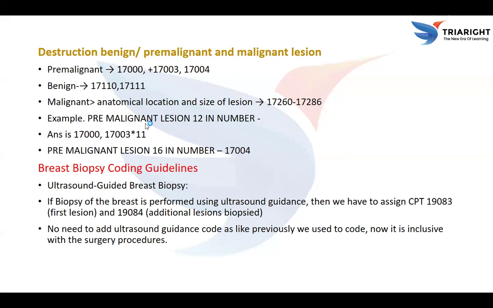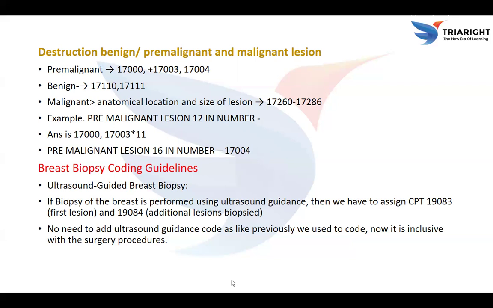So for example, if there are 12 premalignant lesions, you have to assign 17000 for the first one and 17003 times 11 for the remaining 11 lesions. If premalignant lesions are 16 in number, then as it is more than 15 lesions, you have to assign the code 17004.